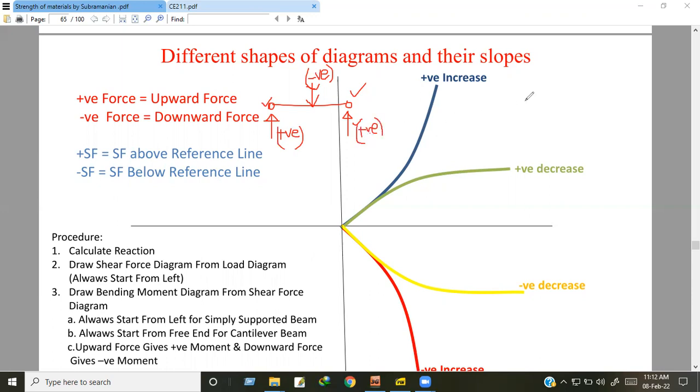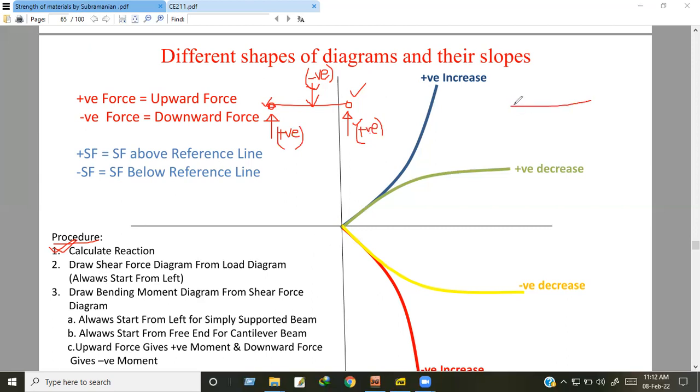Now we draw the shear force diagram from the load diagram. Here the procedure is shown. First we have to calculate the reactions. To draw a shear force diagram and bending moment diagram, that means SFD and BMD, first we have to calculate the support reactions. Then draw the shear force diagram from the load diagram.